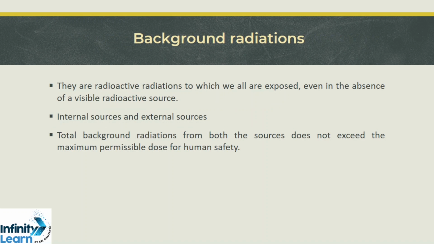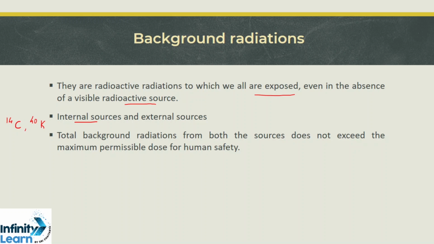Lastly, let us talk about the background radiation. So what is background radiation? These are the radioactive radiations to which we are all exposed even in the absence of any visible radioactive source. There are two types of sources in this case. First is internal source, internal to our body. So we have the isotope of carbon, carbon C14, and the isotope of potassium, K40, which are radioactive and present inside our body. There is also radium which is present in our body, mostly in our bones.